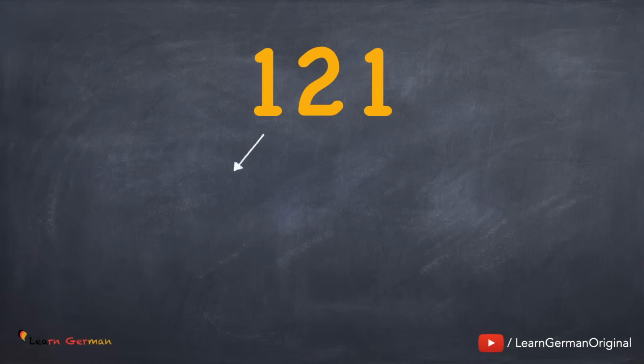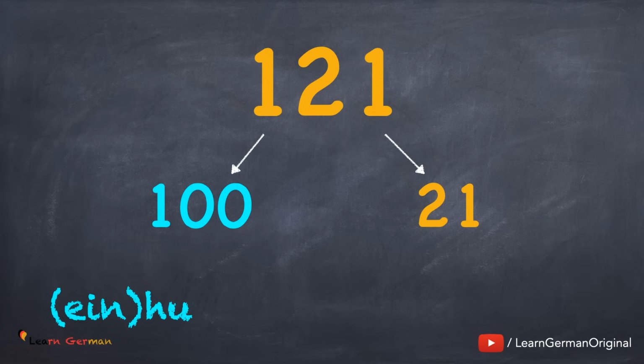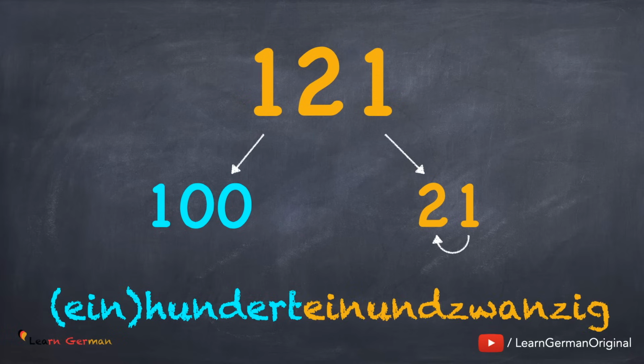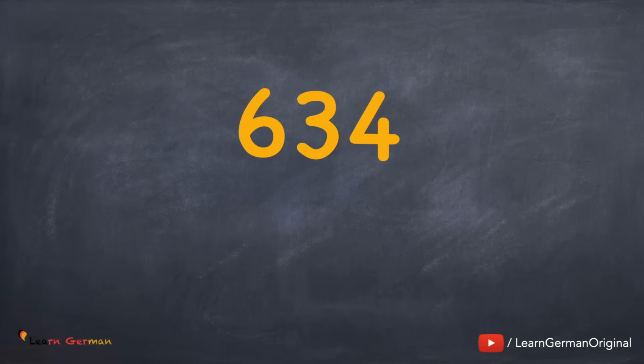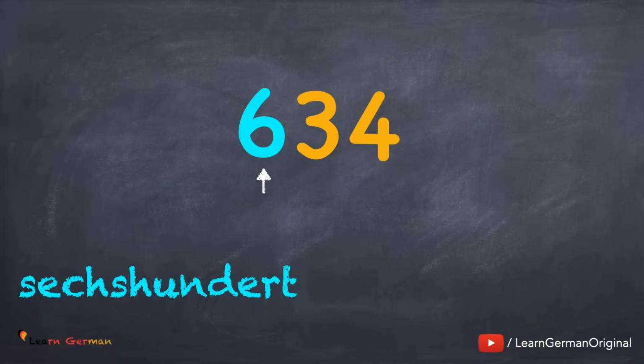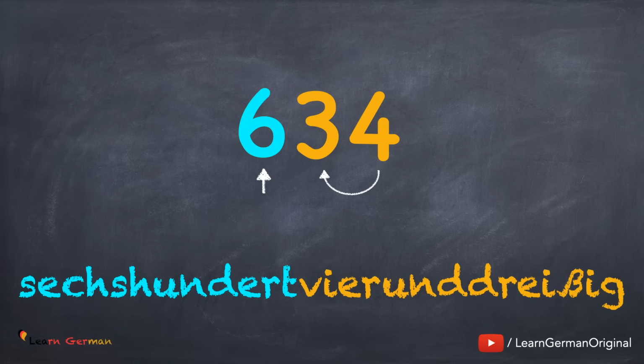Let's move on to the next number. Here we have 100 plus 21. So it's 121. Let's do the next number. Once again, we take the first number, 600, and then we come to 34 to get 634. Noch einmal 634.